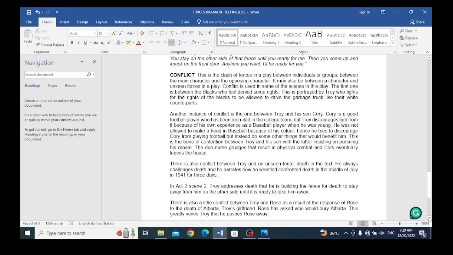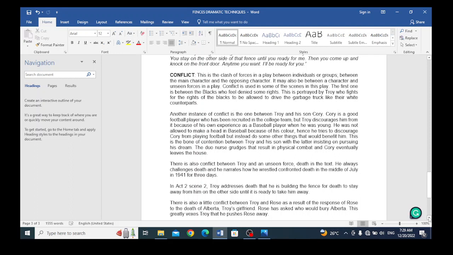Another one is conflict. This is the clash of forces in a play between individuals or groups, between the main character and the opposing character. It may also be between a character and unseen forces in the play. Conflict is used in some of the scenes in this play. The first one is between the blacks who feel denied some rights. This is portrayed by Troy, who fights for the right of the blacks to be allowed to drive the garbage truck like their white counterparts. So that's a good example, when Troy is trying to find the causes of the blacks, that they should also be allowed to drive the trucks.